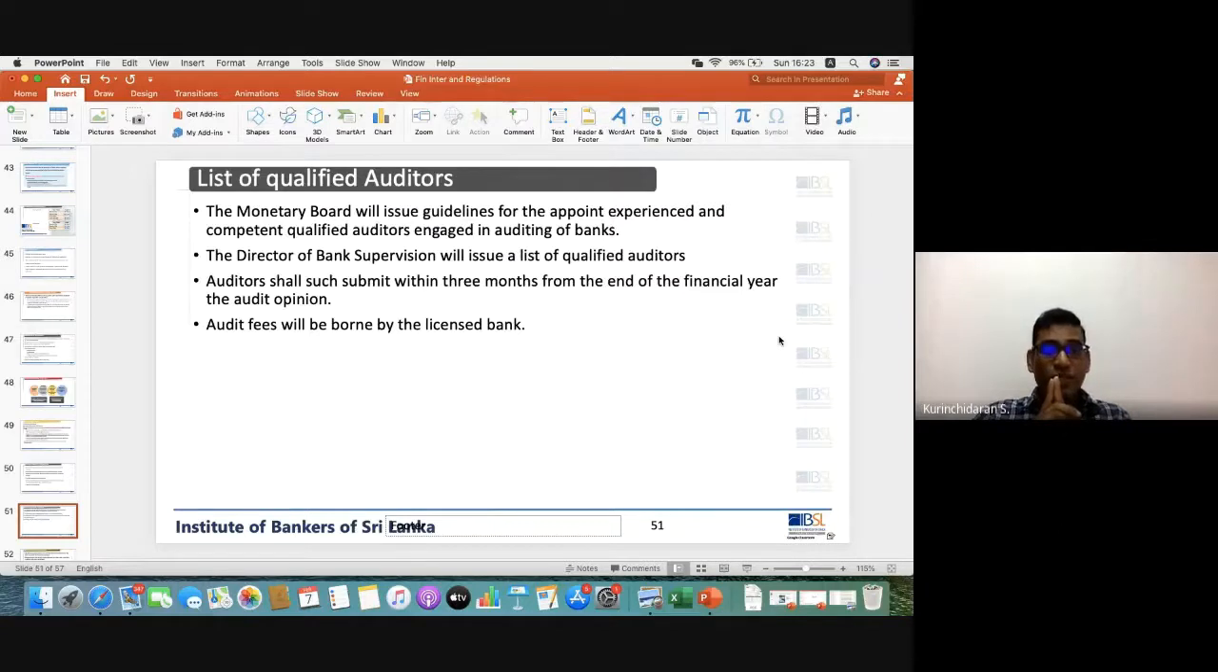And auditors shall submit the audit opinion within 3 months from the end of the financial year. So auditors have to do the audit and submit their audit opinion to the Director of Bank Supervision within 3 months. It is also stated that the audit fee will be borne by the licensed bank.